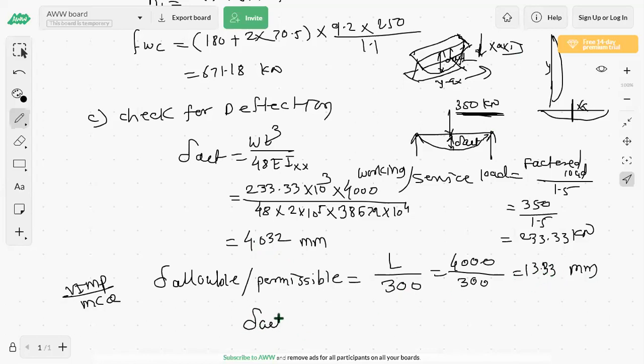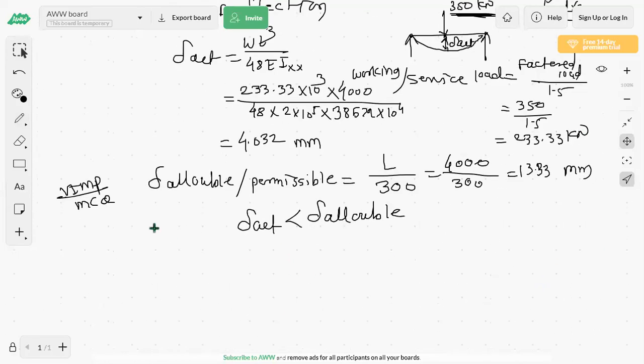सो हियर डेल्टा ऍक्च्युअल इज लेस दॅन डेल्टा अलाउएबल. It means this is 4 and this is 13.33, so hence safe. Are you getting? Allowable or permissible is 13.33 and our actual is 4.03, म्हणजे 4 हे 13.33 पेक्षा कमी आहे. So here the deflection check is satisfied, so hence safe. Are you getting?